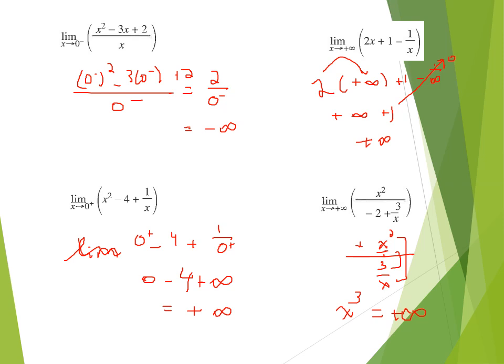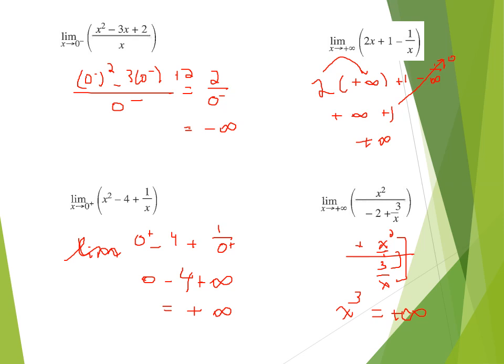Another example, let us solve the limit at plus infinity. 2 times plus infinity plus 1 minus 1 over infinity. Number over infinity is 0, so this is 0, cross out. Now we have 2 times plus infinity is plus infinity. Plus infinity plus 1 is plus infinity.